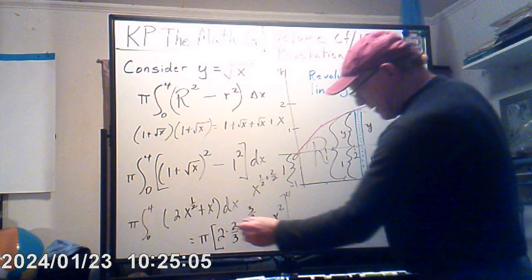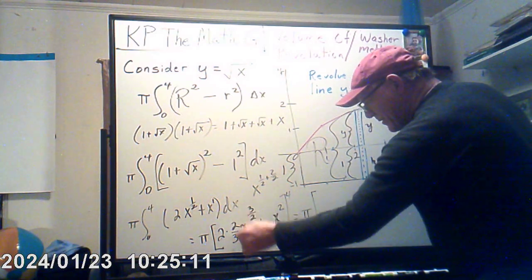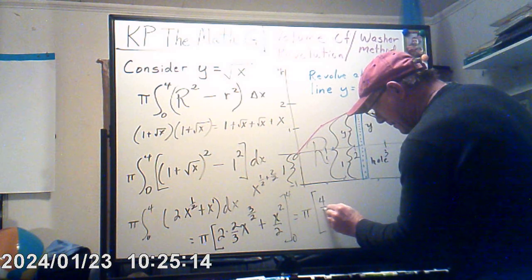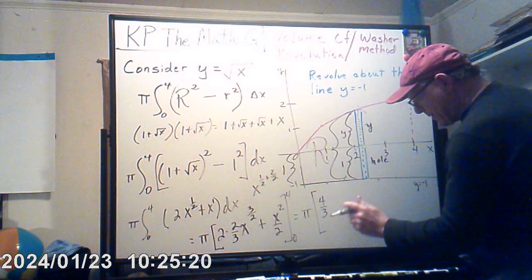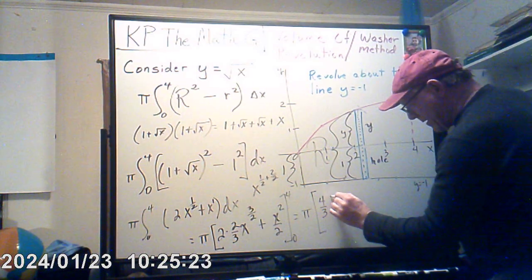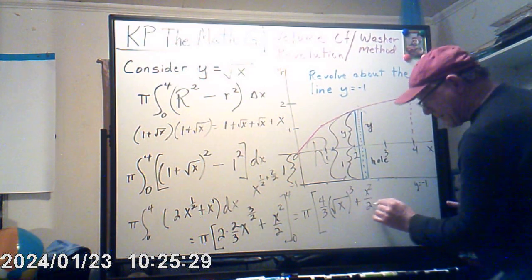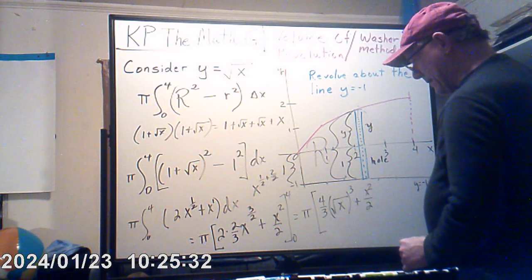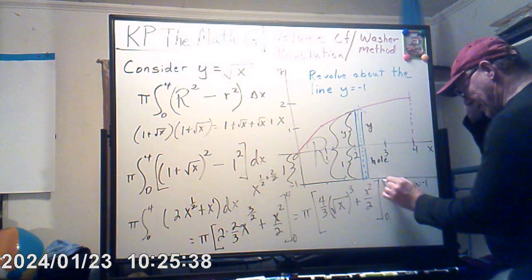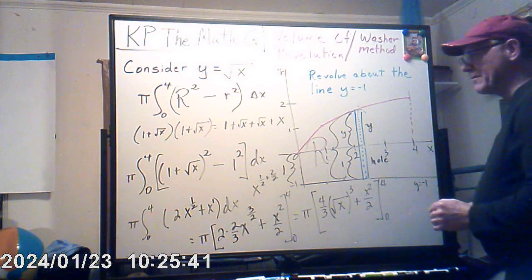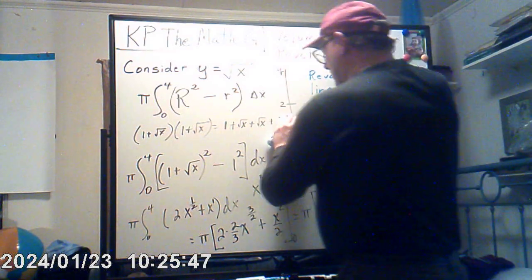We can fix this up a little bit. So pi, 2 times 2 is 4, so 4 over 3, times x to the 3/2, which is actually the square root of x cubed, plus x squared over 2. And again, we're going from 0 to 4. We're running out of room here, so let's erase this up here at the top. We don't need this anymore.